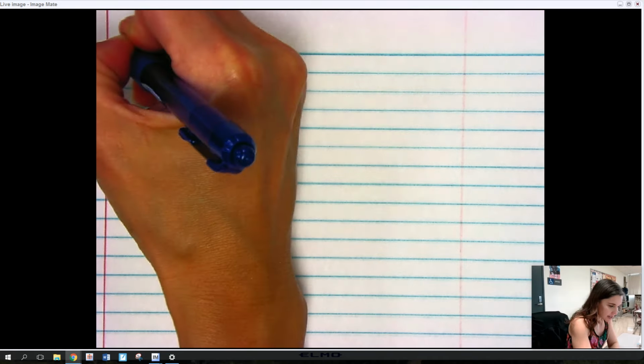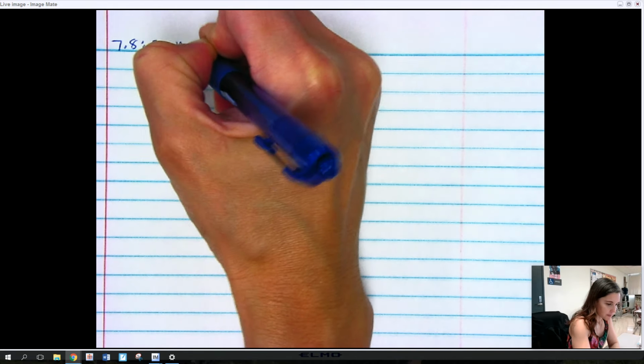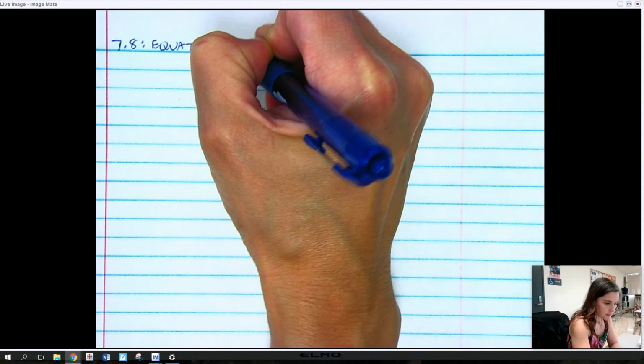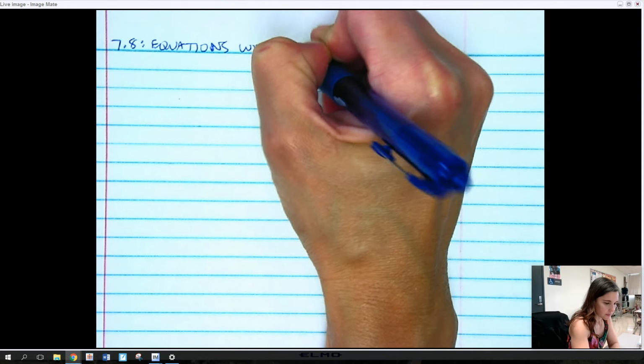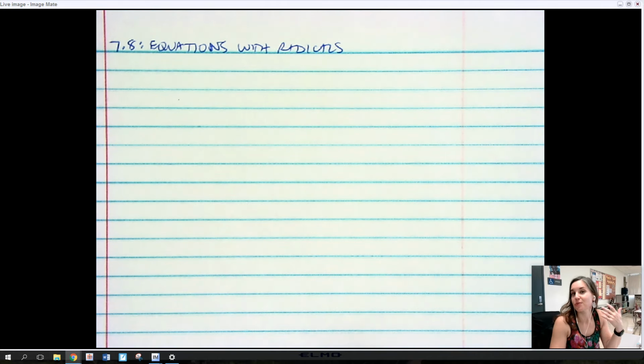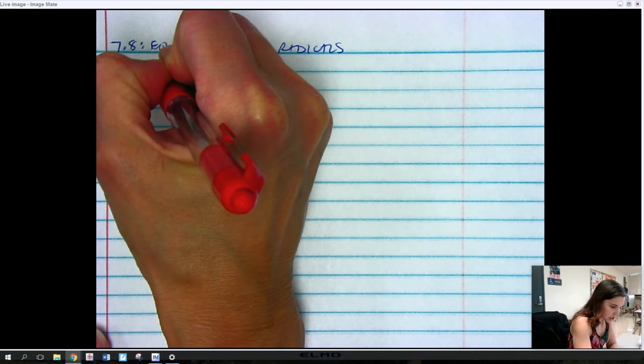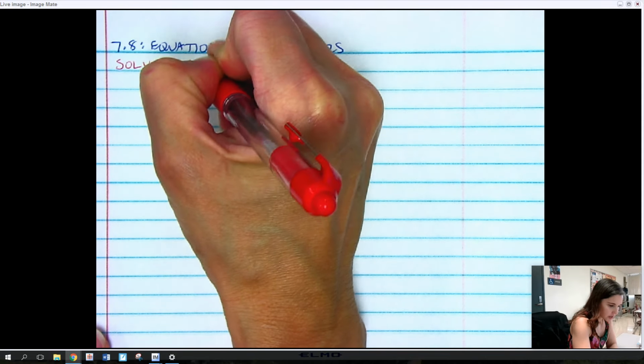I'm going to go over section 7.8 with you. So 7.8 is about equations with radicals. All right, so let me give you some steps on how to do this. We'll do some examples together after that. So, solving equations with radicals.